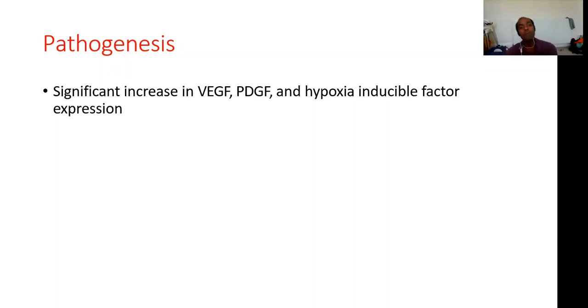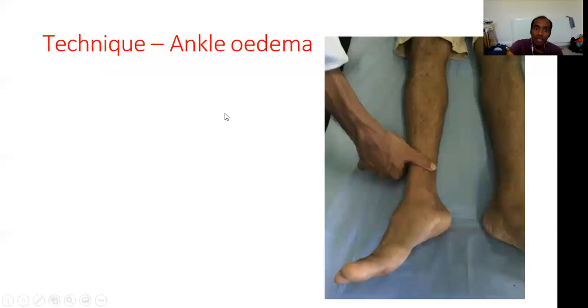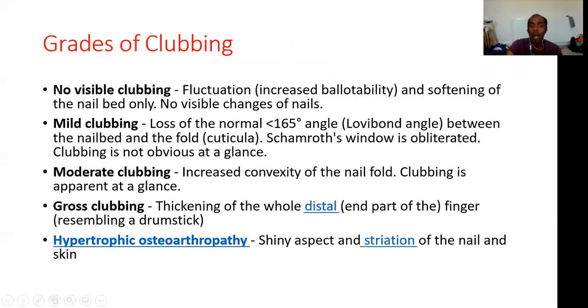So the pathogenesis of clubbing could be due to these types of growth factors and the expression of these growth factors. But very important, remember the technique of clubbing is very important, how to look for clubbing.